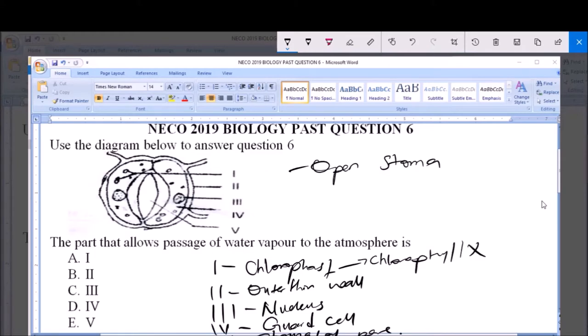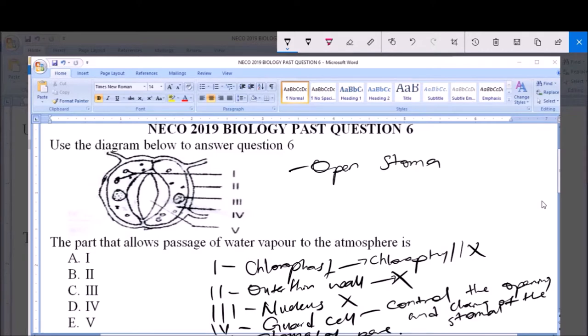Now, II is the outer thin wall that helps protect the stoma. So, it can't be this. Then, III is the nucleus which regulates the activity going on in the stoma. So, it can't be this. Now, option IV says what? The guard cell. Now, the guard cells are responsible for what? They control the opening and closing of the stomata.